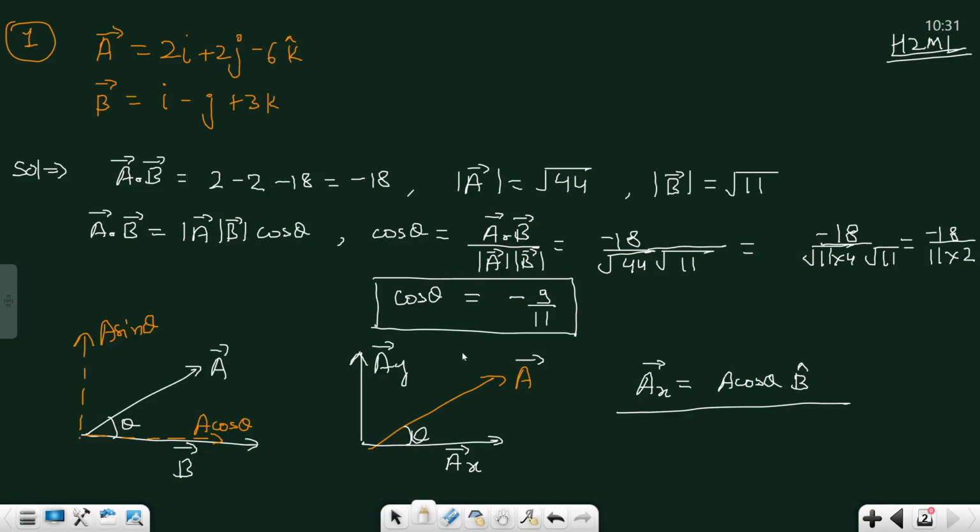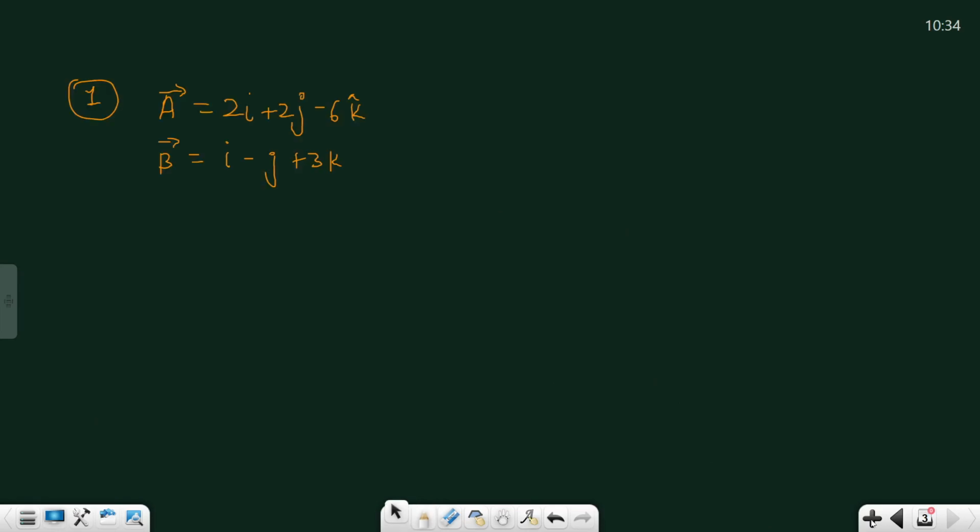Just note it down because I will need this term on the next slide. Just note it down, everyone note it down. Now we will take this one. Okay.